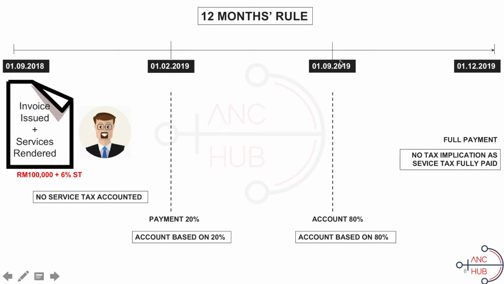Let's come to September. This customer hasn't paid me yet, but I have to self-account for the remaining 18% first, which means I have to take my wallet and pay to the customs first. When it comes to December, when the client pays us back, the full payment no longer has any tax implication because the service tax has been fully paid.